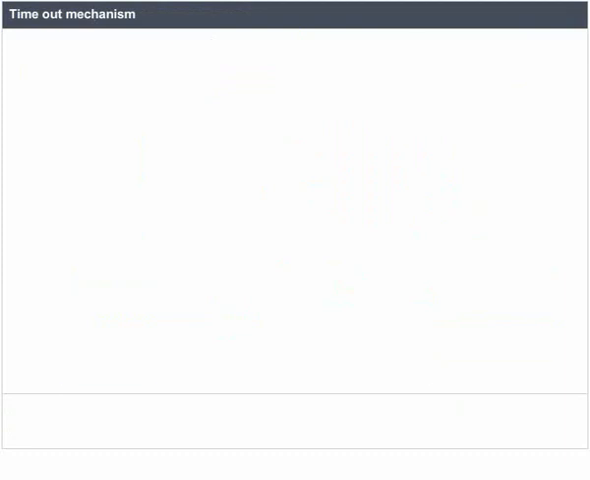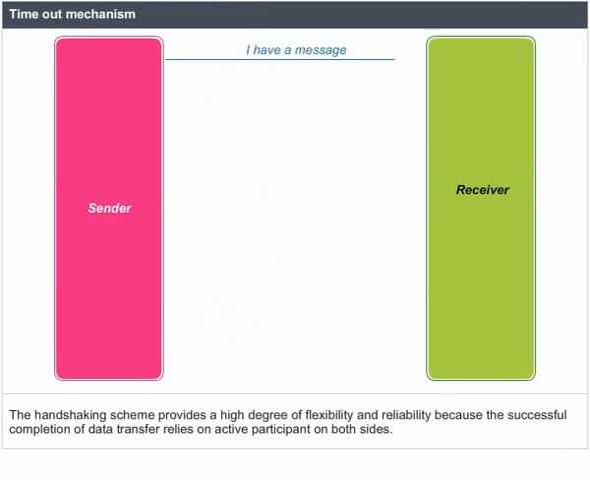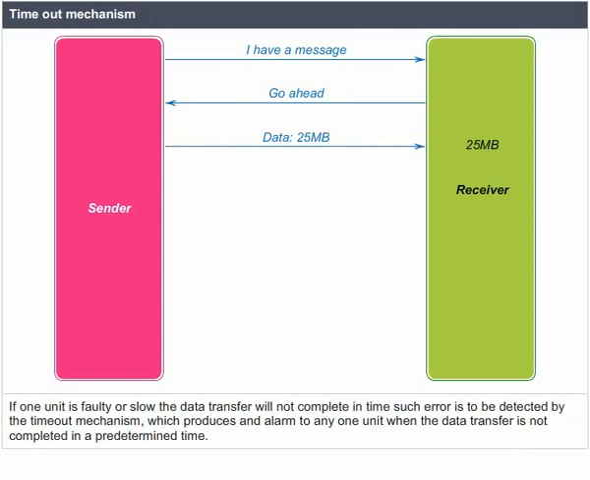Timeout mechanism. The handshaking scheme provides a high degree of flexibility and reliability because the successful completion of data transfer relies on active participation on both sides. If one unit is faulty or slow, the data transfer will not complete in time.